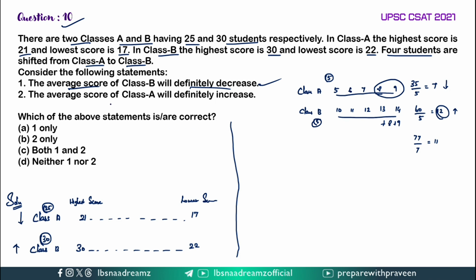The average score of class A will definitely increase. Check the average score of class A. Now 3 students are remaining in class A. Add 5, 6 and 7. 18 divided by 3, 6. It has further decreased, right? From 7 it has decreased to 6. But the statement says the average score of class A will definitely increase. No, it is decreasing. So statement 2 is wrong.